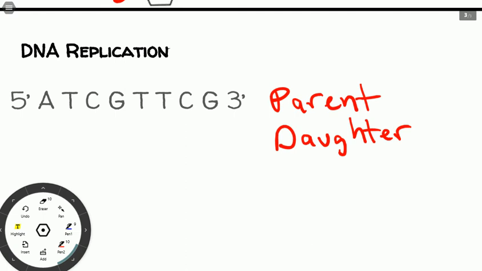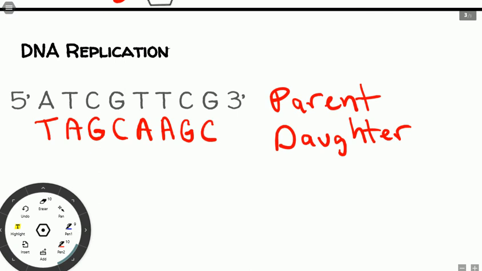Okay, I'm going to do it for you and see how you did. So we can do this part really easy. And C, but remember these are going to go in opposite directions, so they're anti-parallel, so this will be the 3' end and this will be the 5' end. I hope that was helpful, and good luck.